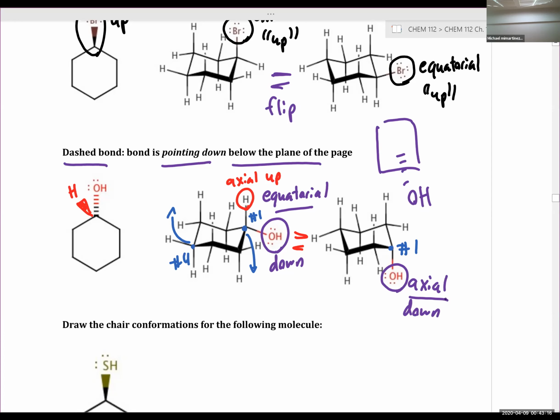So the ring flip only changes whether you're equatorial or axial. It does not actually change your stereochemistry, whether your substituent is up out of the page or down into the page. Does that make sense to everyone? Anyone have any questions on this?